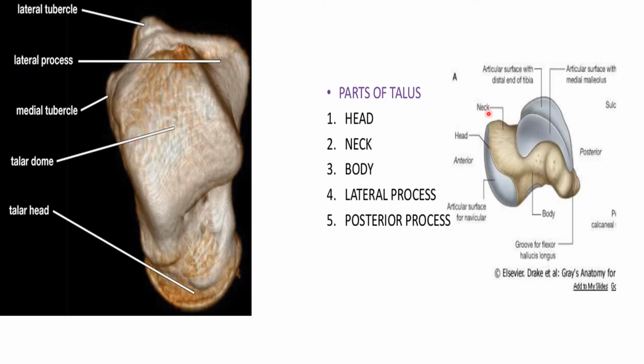Let us discuss the talus. The shape of the talus is elongated from antero-posteriorly. The anterior end is the head. So this is the head of the talus. It can be distinguished from the posterior end as it is rounded and has a large convex articular surface.